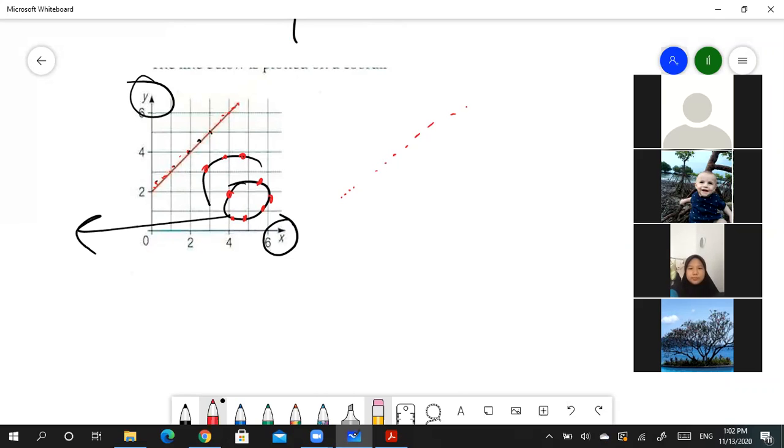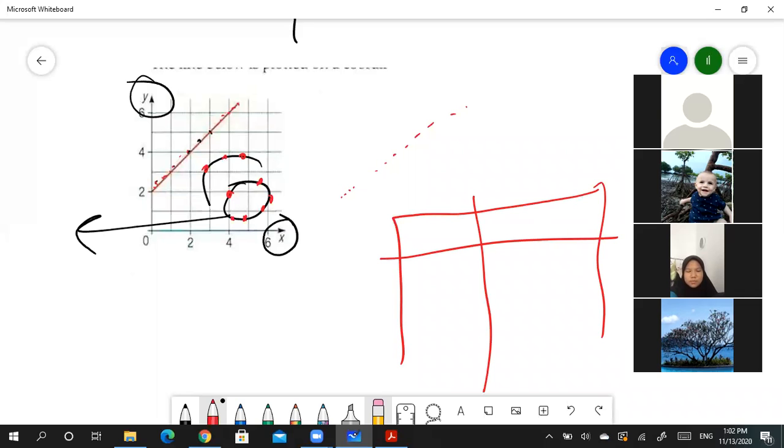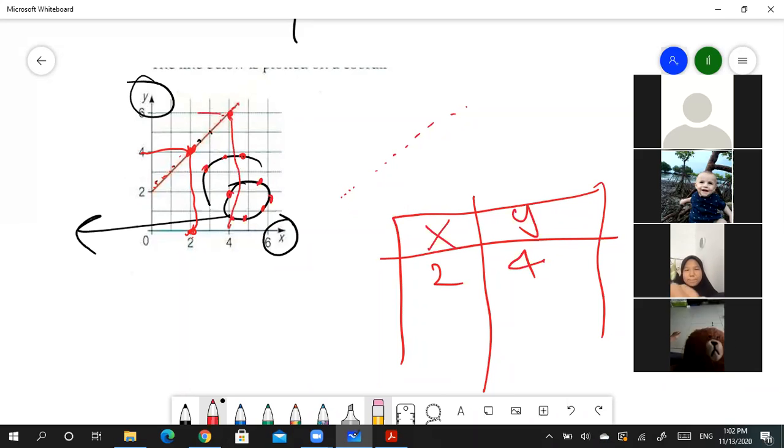So what is the function of the line? We can figure that out from the values of x and y of the points of that line, or that square or curved line, or whatever. We can put a table like this, x and y. If we take this point 2 and 4, the value of x is 2, the value of y is 4. We take another point 4 and 6.